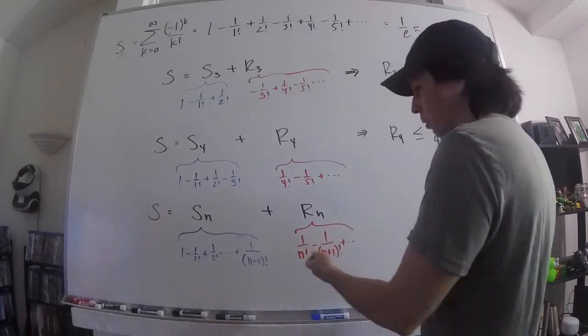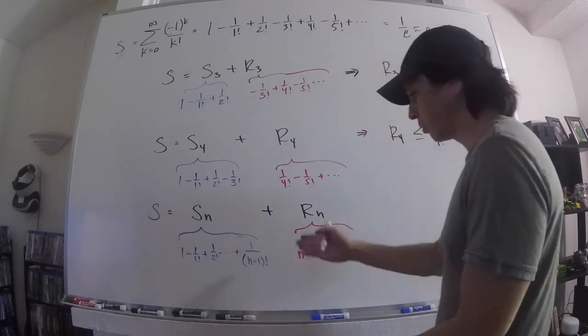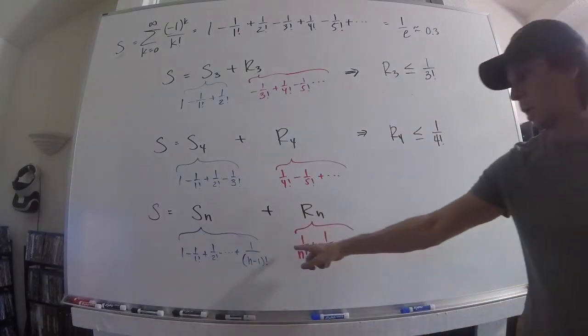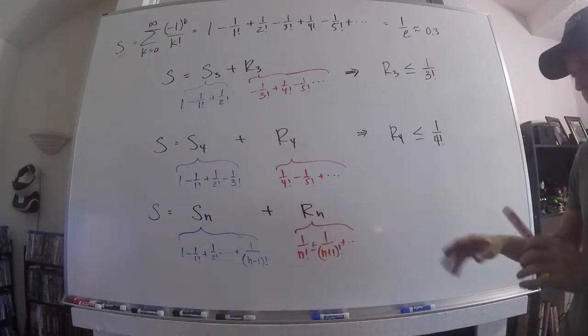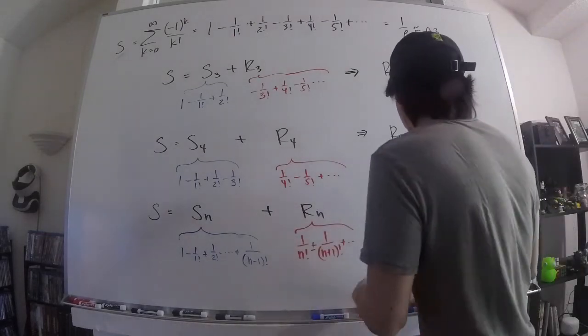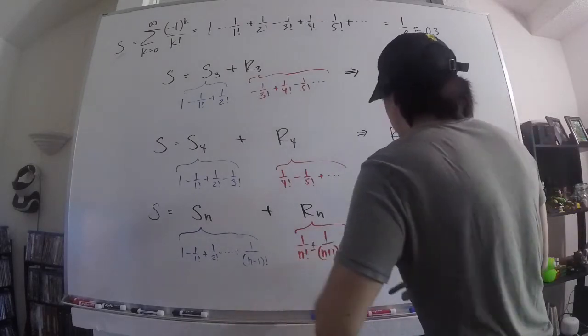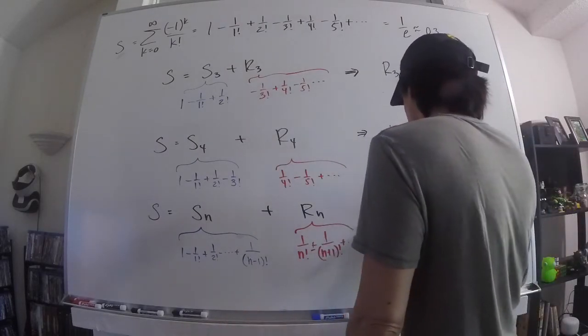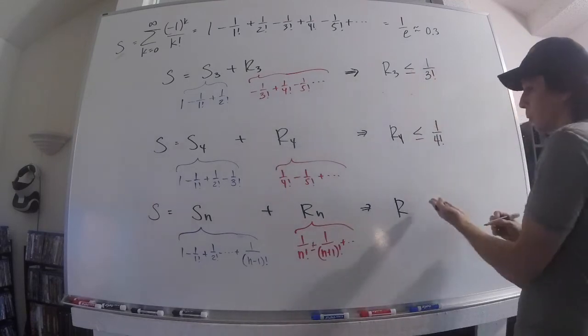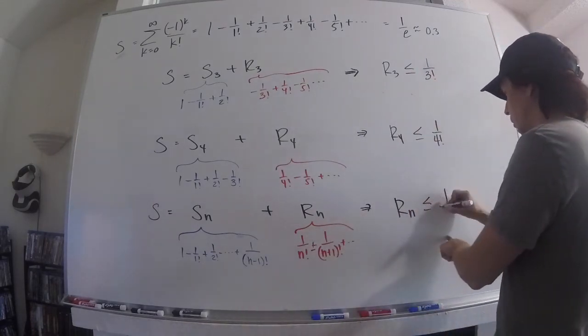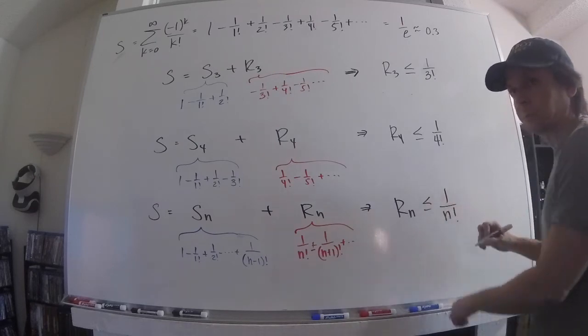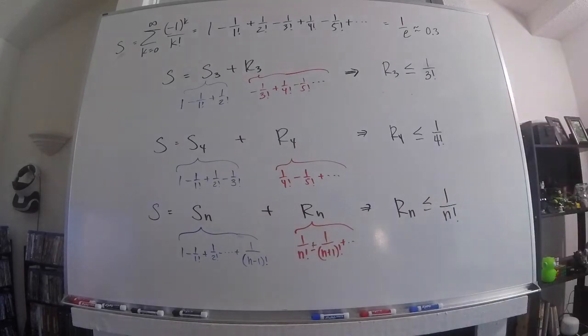Actually, the signs I don't know. They're all plus or minuses. I don't know the signs unless I know n. So it could be a minus there and plus there, or plus there and minus there, depending what n is. But I'm not going to get concerned with that. The main thing is, using this concept or this theorem, I know that Rn has to be less than or equal to 1 over n factorial. Okay, and that's a crucial thing.